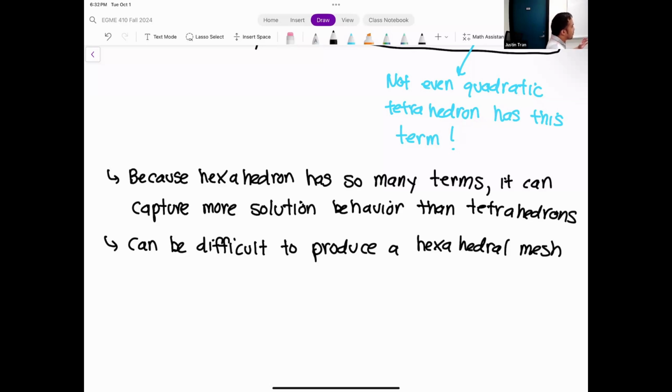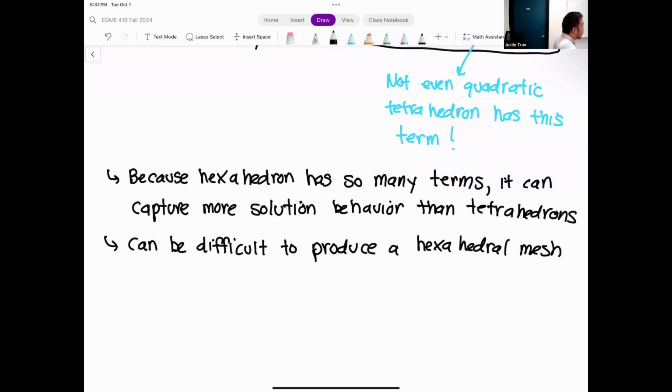But usually whenever you have a weird corner or a weird area, then it has to default to tetrahedron in those areas. So that's why it's hex dominant. Exactly. Even ANSYS admits that it's impossible to produce a full hex mesh.